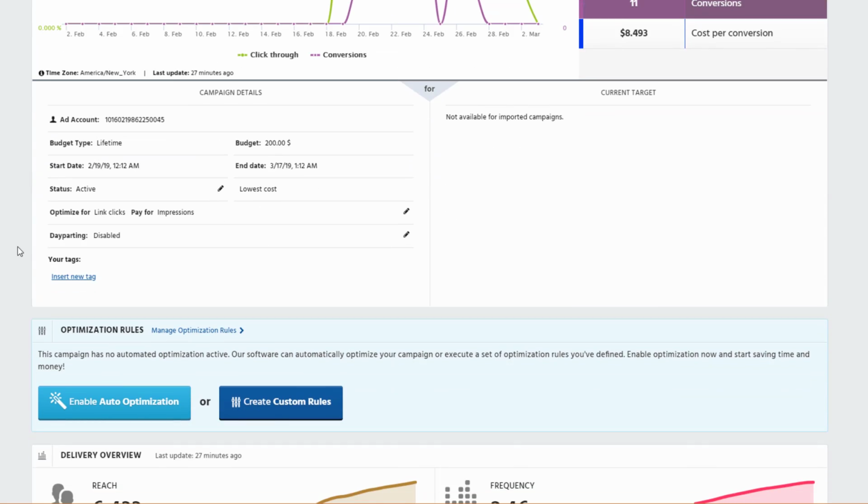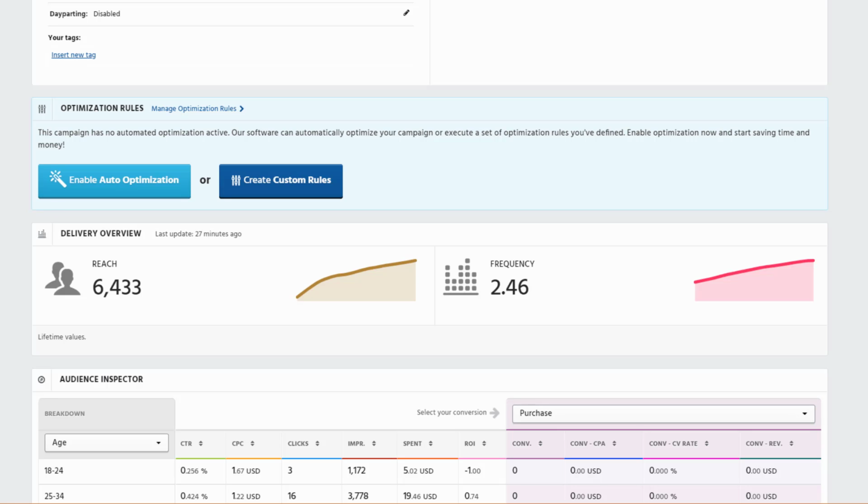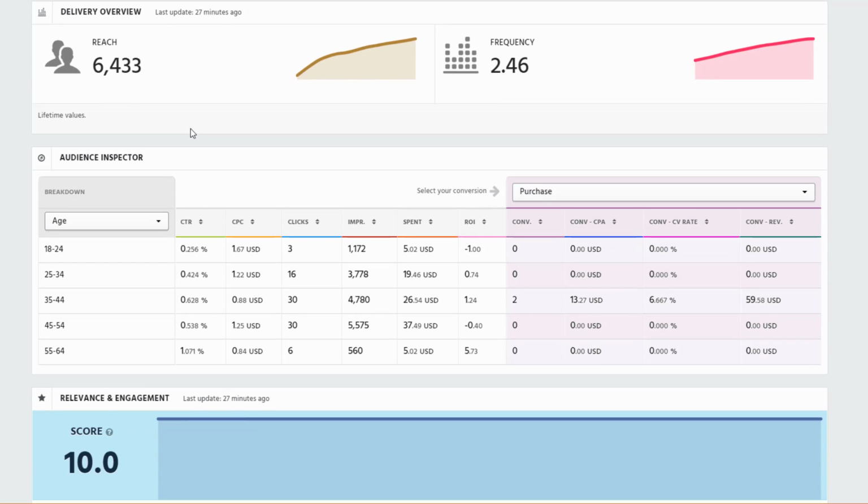So let's go down here and talk about some of these other things. We might want to enable auto optimization on this and let Acquisio do the AI work, which is probably what we're going to do. But let's dive into the data a little bit more. Looking at the age groups, this is completely opposite than what we did before. Our conversions are happening in the 35 to 44. I know there's not a lot of data in here to make this substantial, but whether we were spending 1,000 or 10,000, I think you'd see the same results.